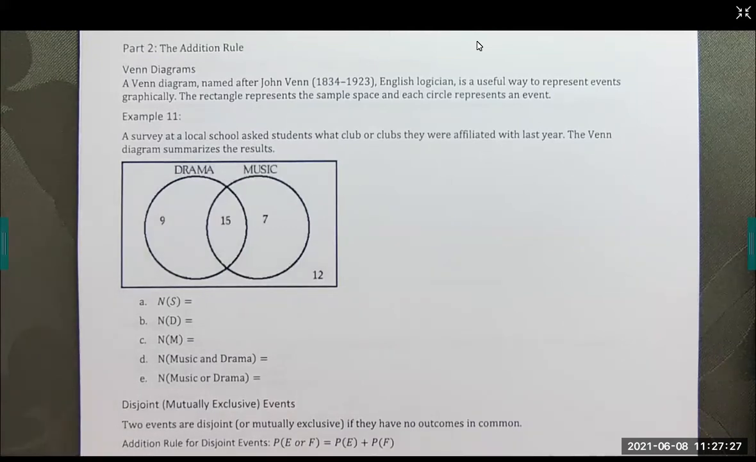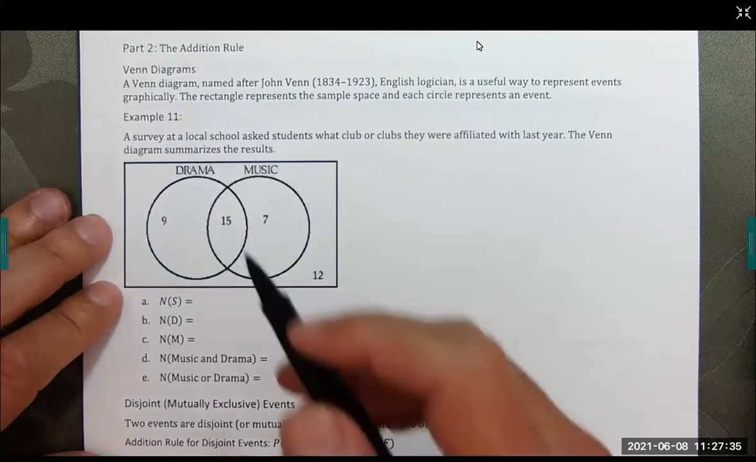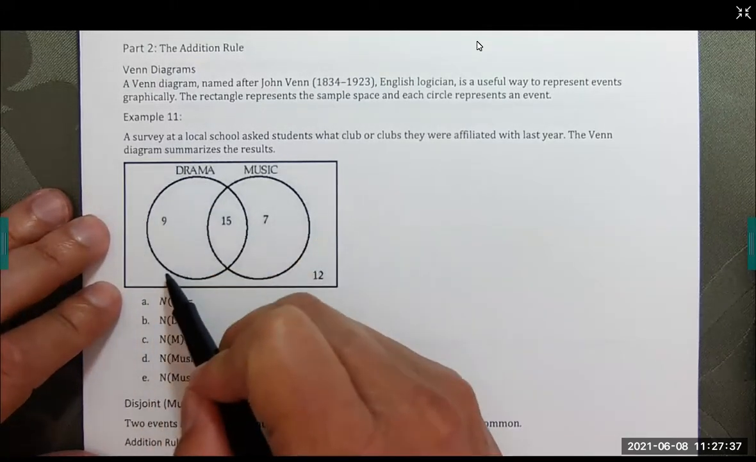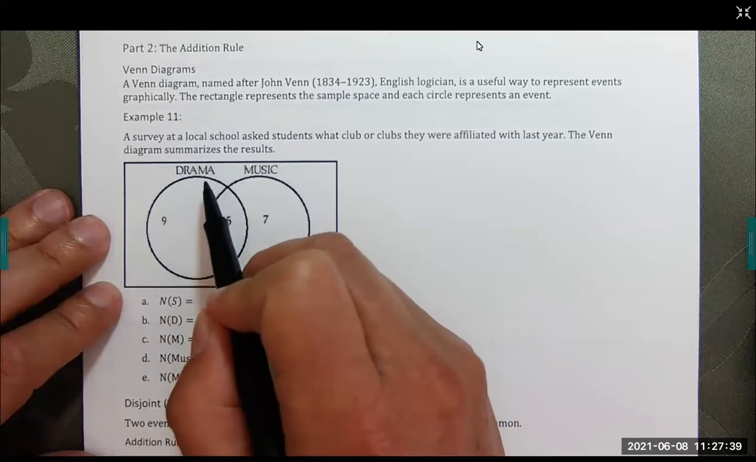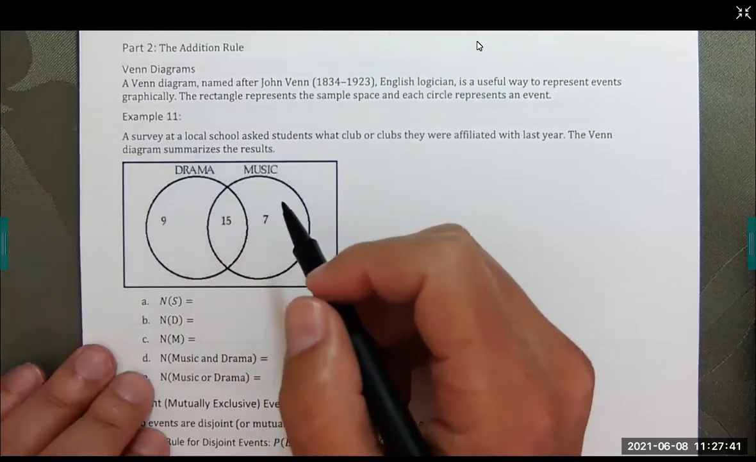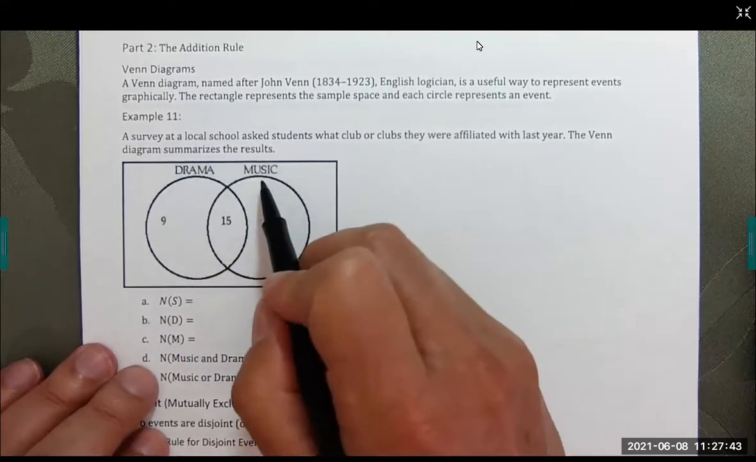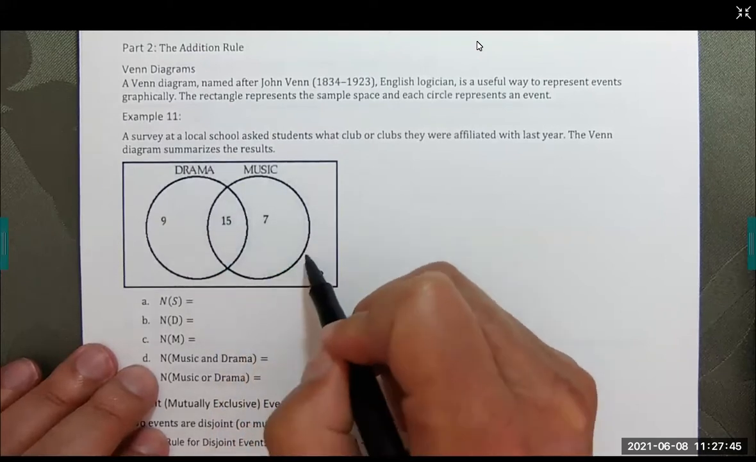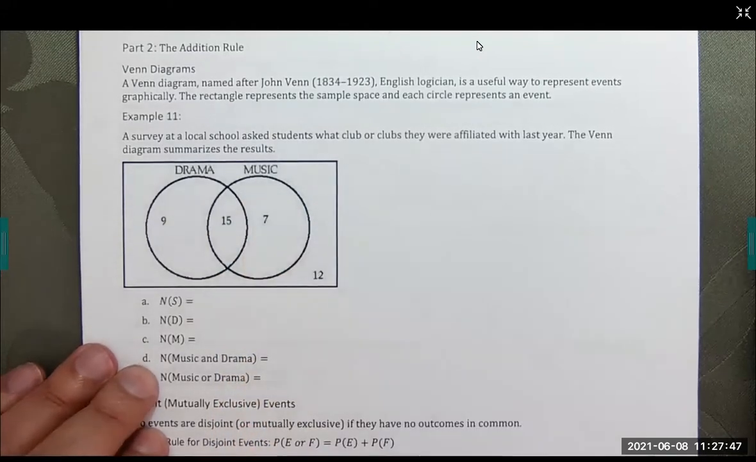A survey at a local school asked students what club or clubs they were affiliated with last year. The Venn diagram below summarizes the results. Now let's break down what this means. Everything within this circle here represents all the students that are in the drama club. Everybody who's in this circle here are all the students that are in the music club.